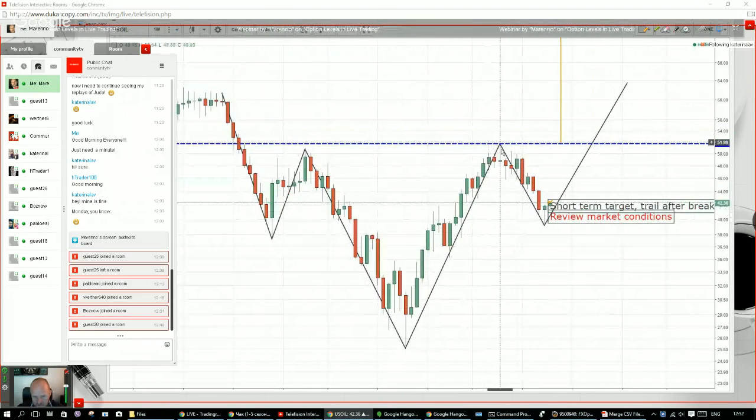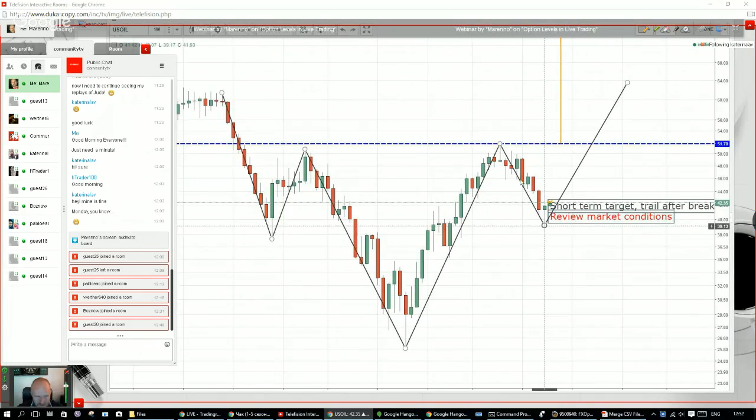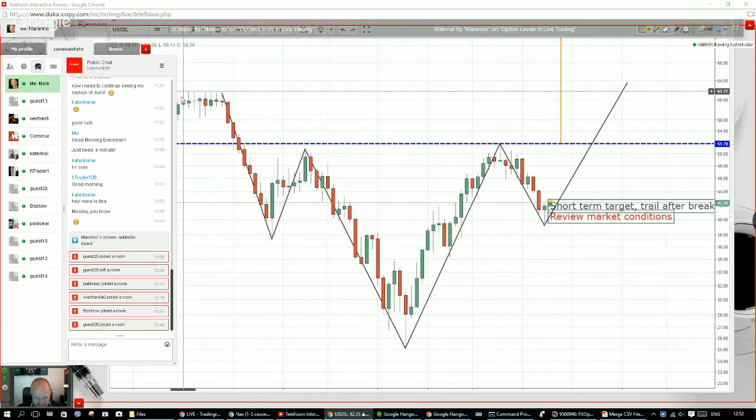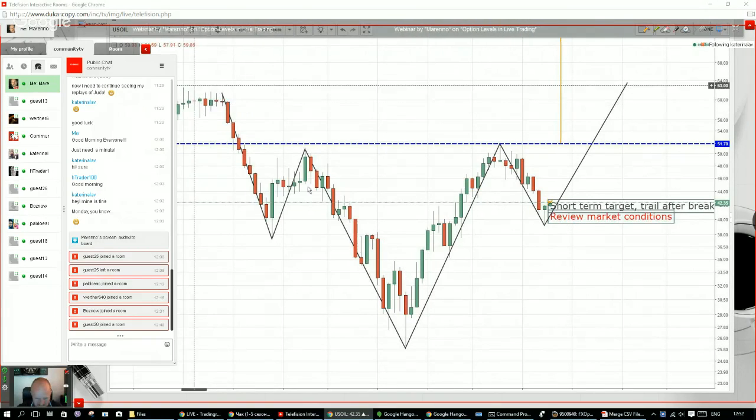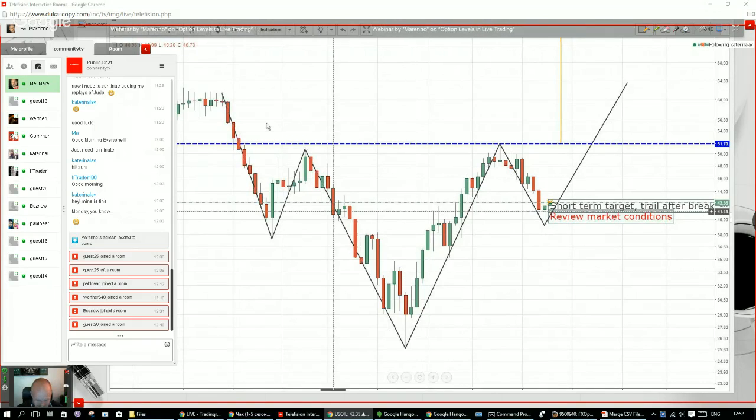Above this level we're going up, below this level we're going down. First target is here. First target for an uptrend is here. For a downtrend is here. For an up move is here. For a down move is here. That's it. It's as simple as that.